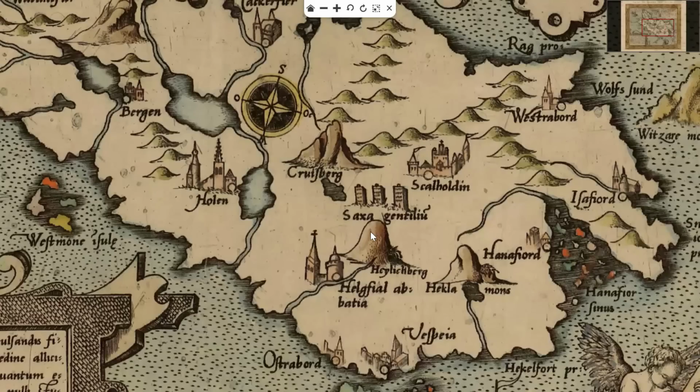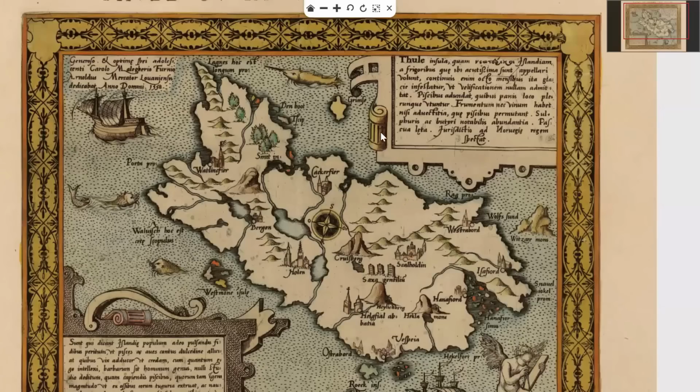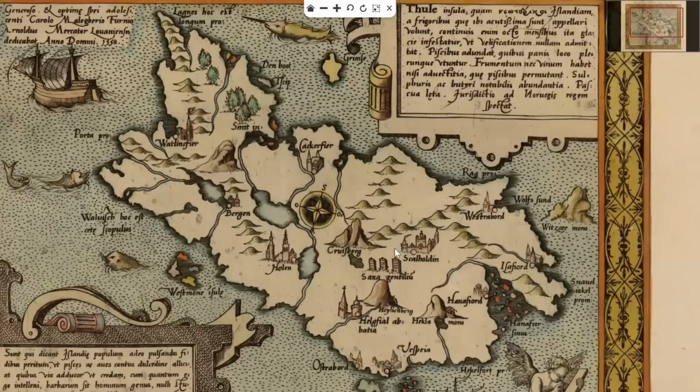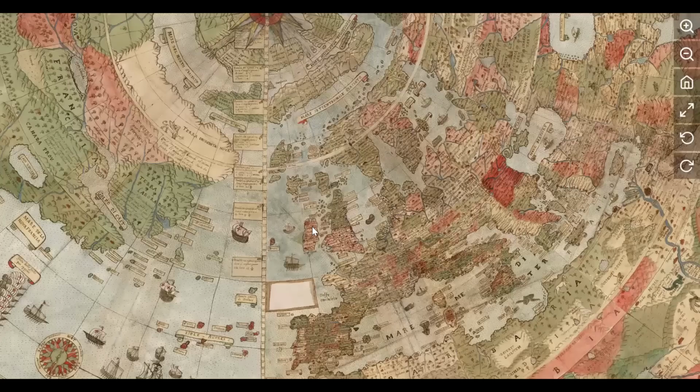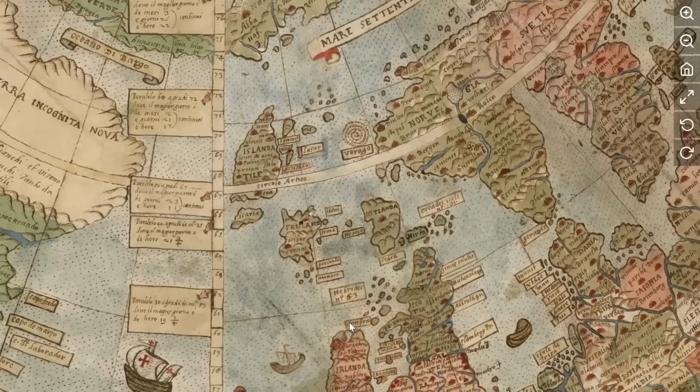So we have the same towns, right? The same cities marked on this map of Thule as we do have in the map of the Arctic that shows Thule as one of the islands. So what's going on here, do you think? It's just an anomaly. I haven't worked this one out yet. So please leave me your thoughts in the comments. What do you think is going on here?